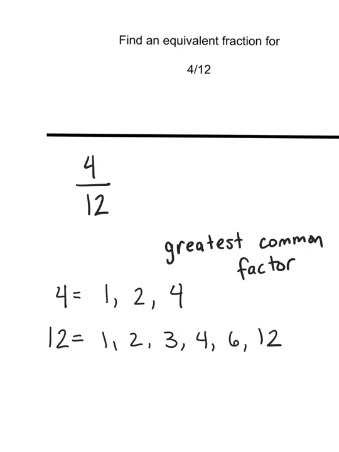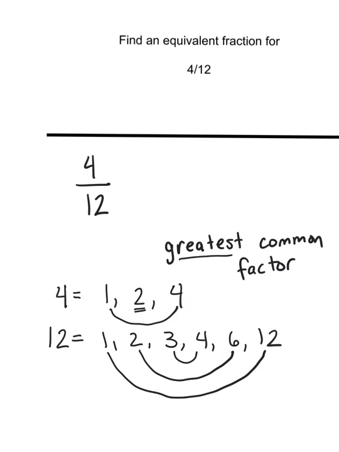When you guys were in 4th grade, you probably learned to make factor rainbows where you connected the factors that would multiply together to give you a product. 4 is kind of an interesting case because it's a square number, meaning it has two factors that are the same as each other. So I need to look at this list and find the biggest factor that's on both lists. Well, 2 is on both of my lists, but that's not the biggest factor. The greatest or biggest factor that's on both of these lists is actually 4.